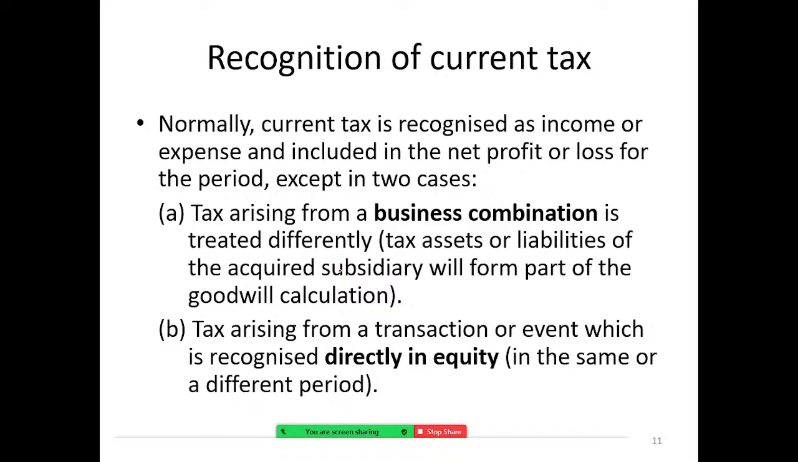First one, the business combination, merger and acquisition, consolidation, where the holding company acquires a subsidiary. In those instances, the tax benefit cannot be recognized as an asset. Tax arising from a business combination is treated differently. Tax assets or liabilities of the acquired subsidiary will form part of the goodwill calculations, right? So that amount will be taken at the time of goodwill calculations, so it will be set off. Second, tax arising from a transaction or event which is recognized directly in equity in the same or a different period. You might have studied the equity method.